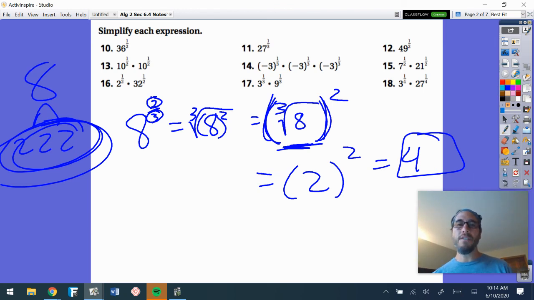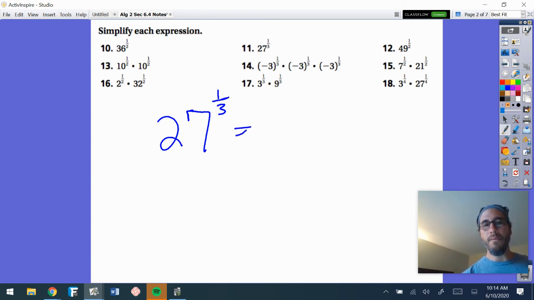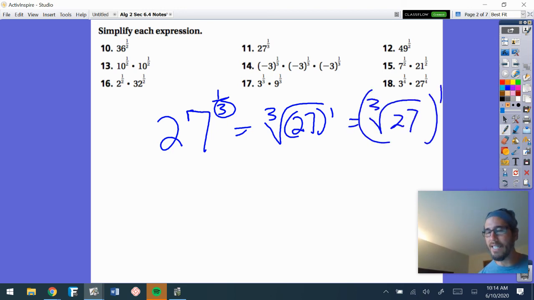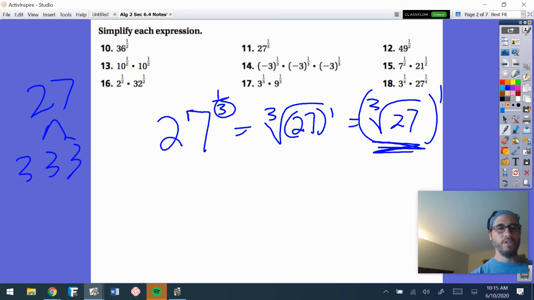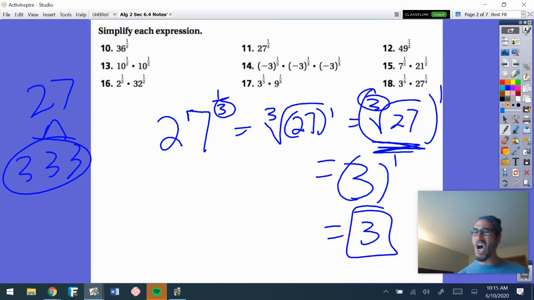All right, let's do one more of these before we move on. I'm going to do 11. That's 27 to the 1/3. Remember, that number on the bottom is your root. That goes in the ditch. I'm going to always write it both ways as we get started here. So what's the cube root of 27? Well, 27 is 3, 3, and 3. So if you have three of them, it's going to be 3 to the first, which is 3. Not too bad to simplify those, right?